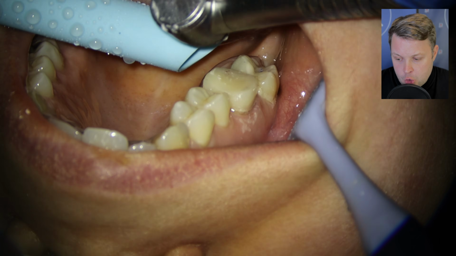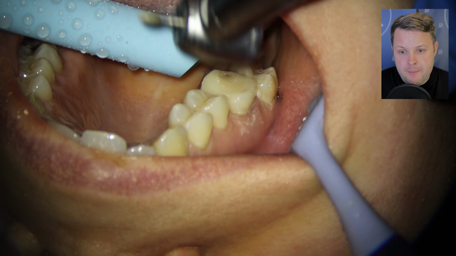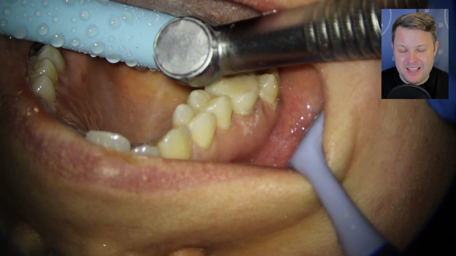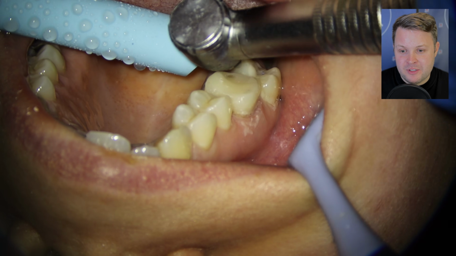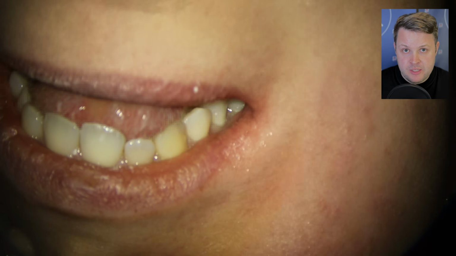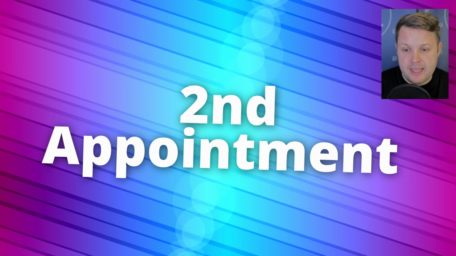So you've just got to always exude that kind of confidence in patients, and doing good temporaries and being kind and not hurting people always sort of helps that confidence. So we've worked out the tooth is restorable, and now we're ready for our second appointment.